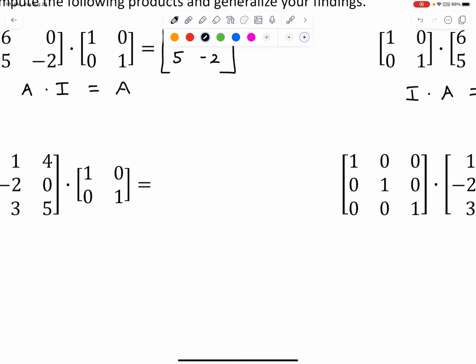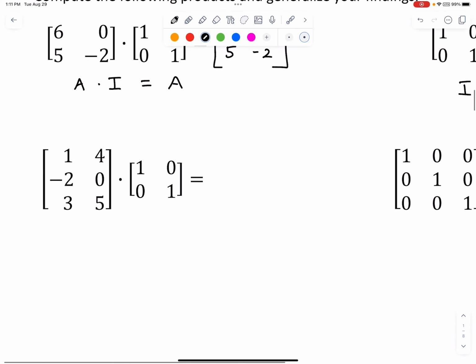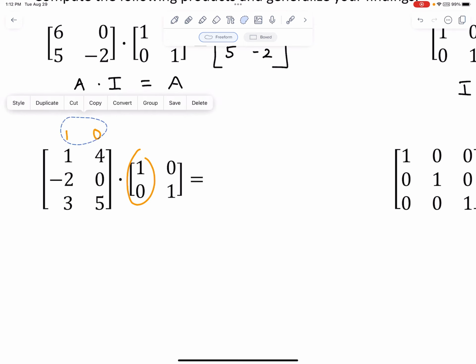In the next example, we do have a 3 by 2 times a 2 by 2, so the result should be a 3 by 2. Grab the 1, 0. Calculate, we get 1 times 1 plus 0 times 4, so basically we're just going to get the first column when I do this, because the 0 on the right, the orange 0, is going to zero out all the entries in the second column. And the 1 will just preserve all the entries in the first column. So we are just going to get the first column when I multiply by the 1, 0.